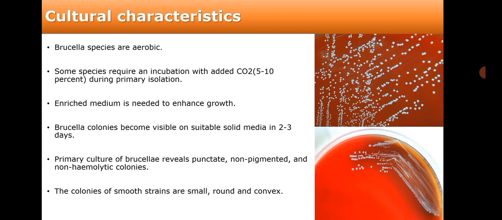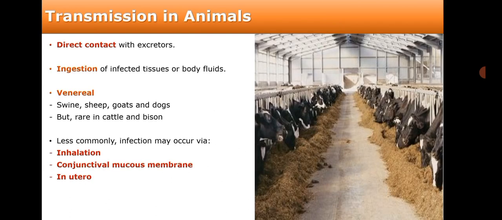Transmission in animals is via direct contact with excretors, or ingestion of infected tissues or body fluids. Venereal transmission occurs mainly in swine, sheep, goat and dogs, but it is rare in cattle and bison. It is less commonly transmitted via inhalation, conjunctival mucous membranes and in utero.